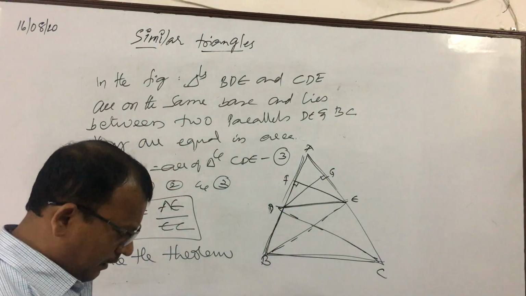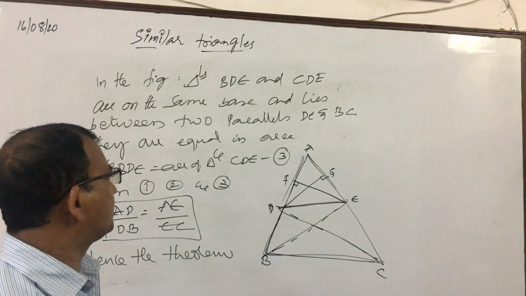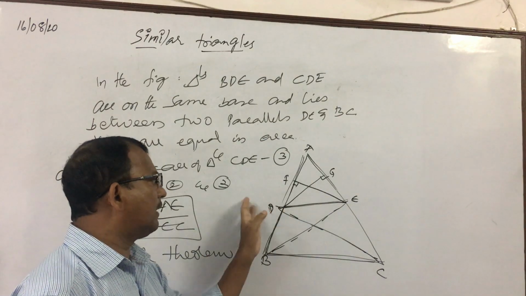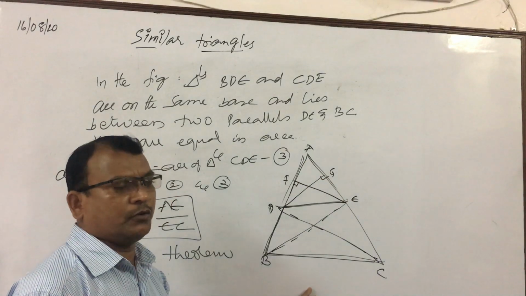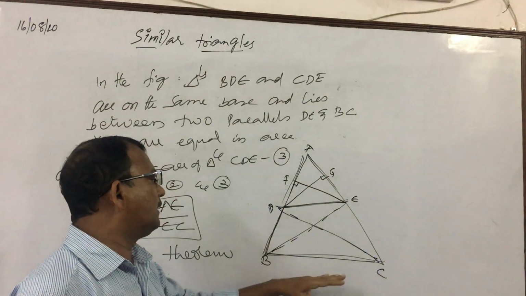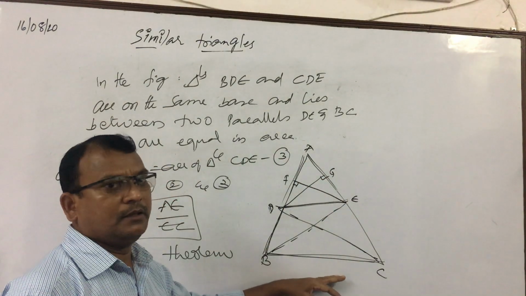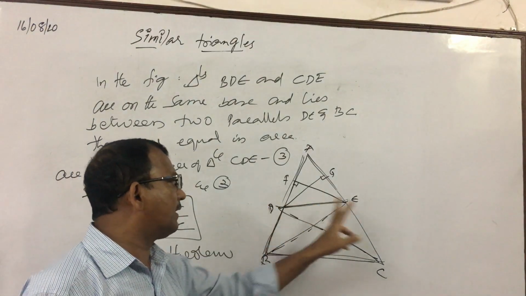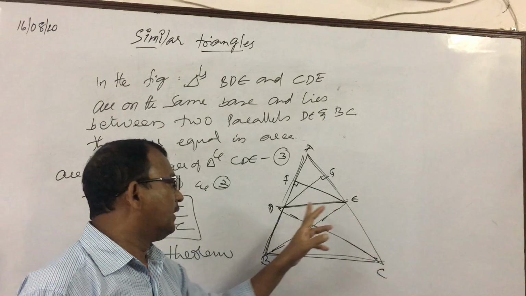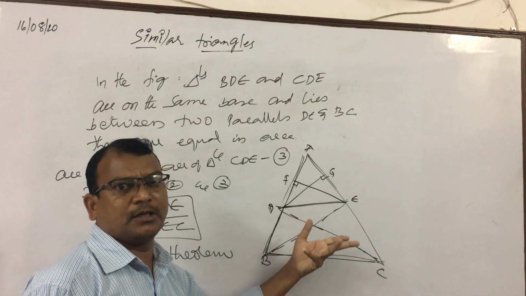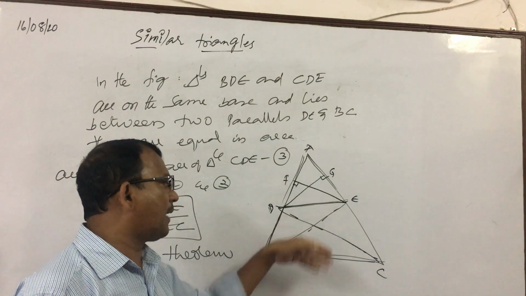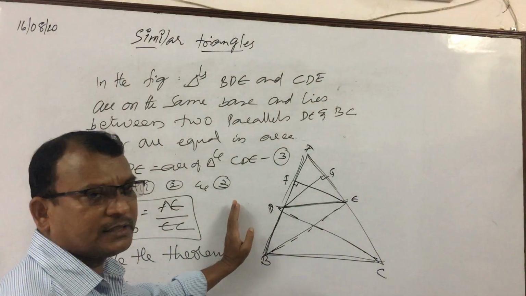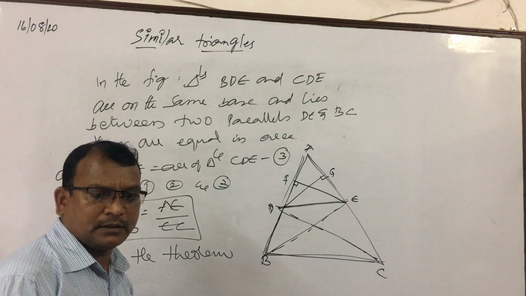Now, what is its converse? Converse: if a line divides the other two sides in the same ratio, then this line is parallel to the third side. If a line is drawn parallel to one side, it divides the other two sides in the same ratio. And if a line divides the other two sides in the same ratio, then it is parallel to the third side. So this is what the basic proportionality theorem says.